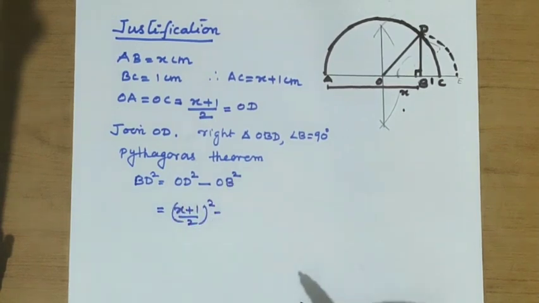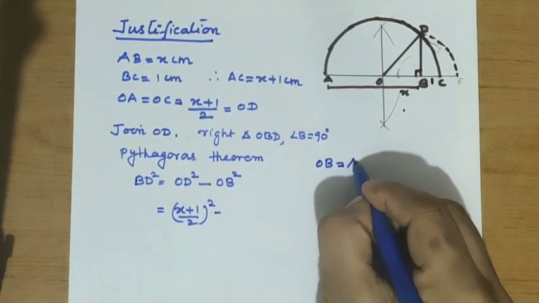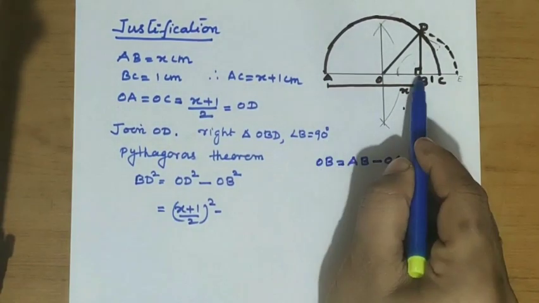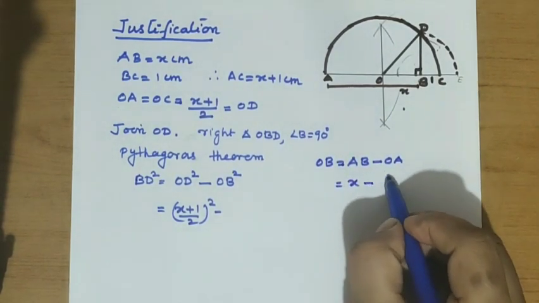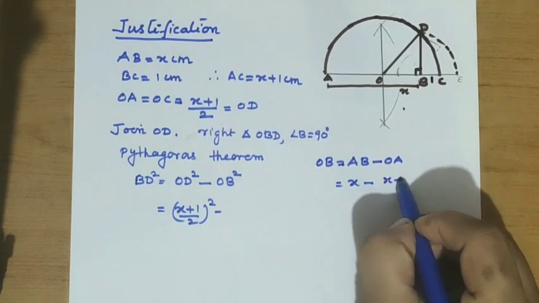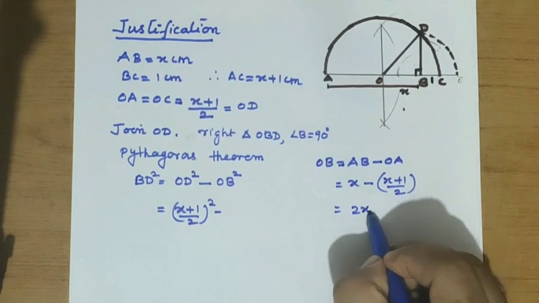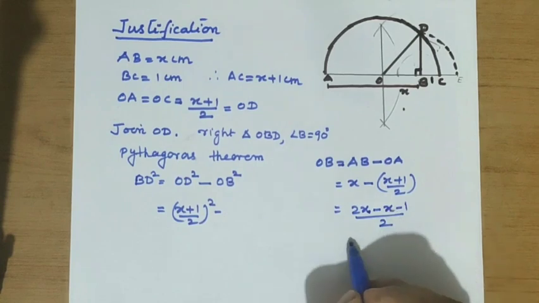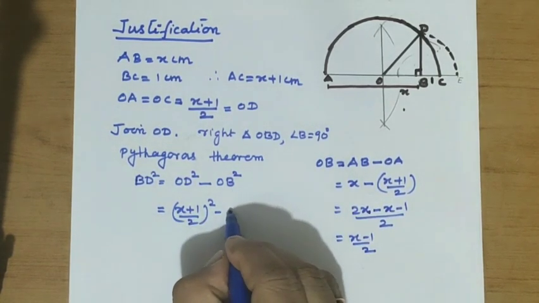Now what is the length of OB? For calculating OB, we can write that OB equal to AB minus OA. AB is x for us. What is OA? (x plus 1) by 2. So (x plus 1) by 2 we are substituting here. Taking the LCM, 2x minus (x plus 1) by 2, 2x minus x is (x minus 1) by 2. So OB we got here ((x minus 1) by 2) whole square.